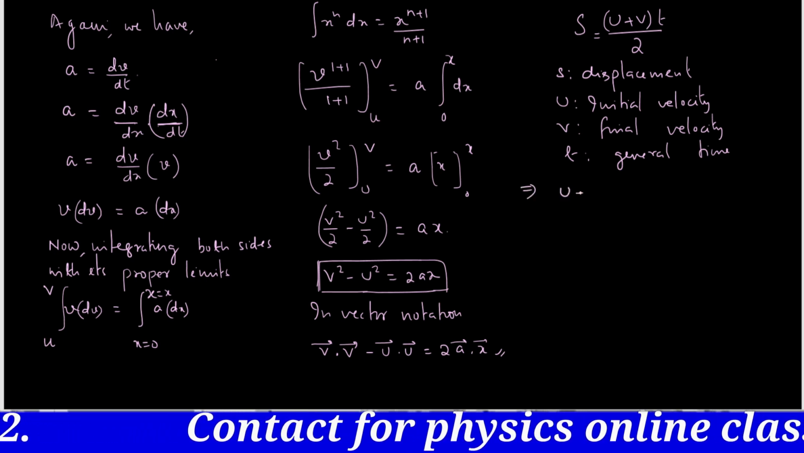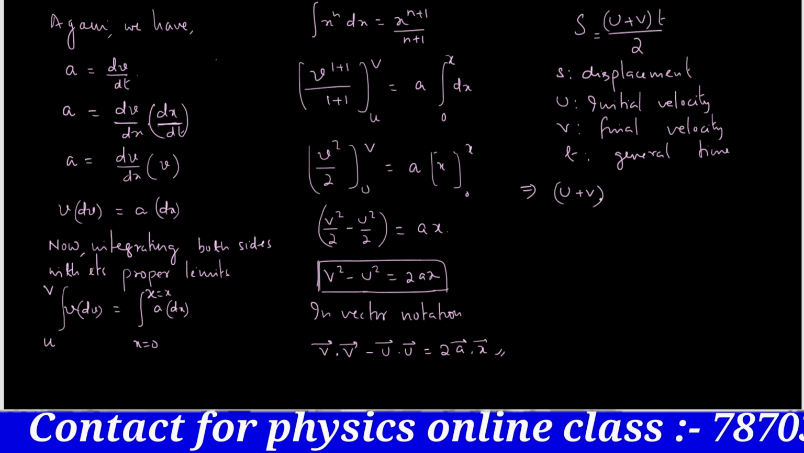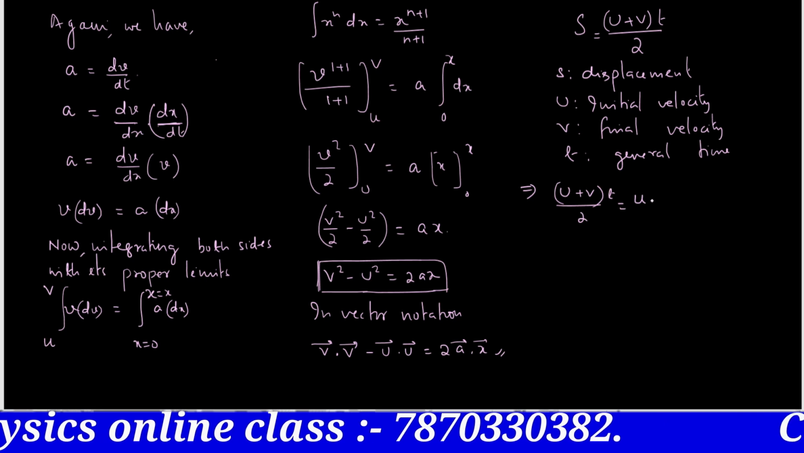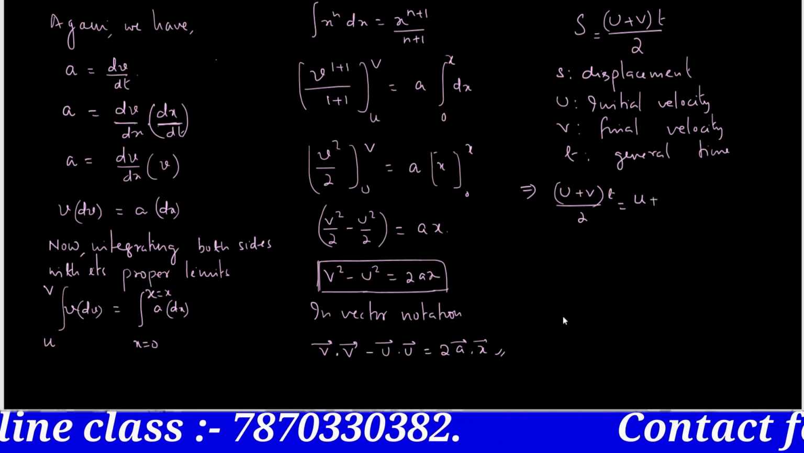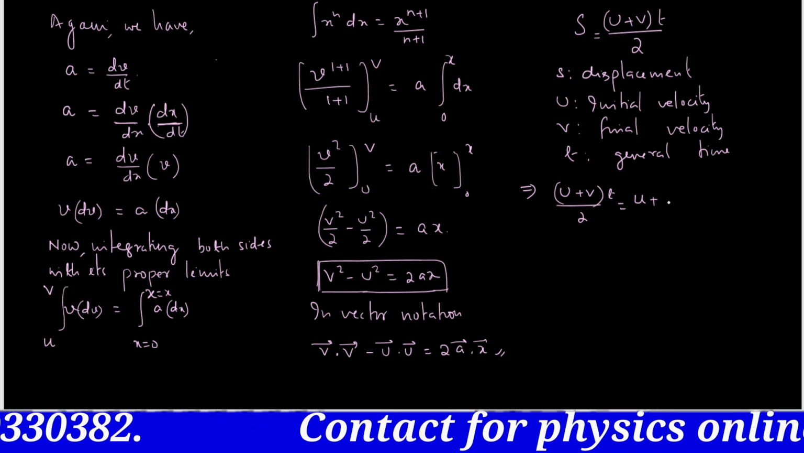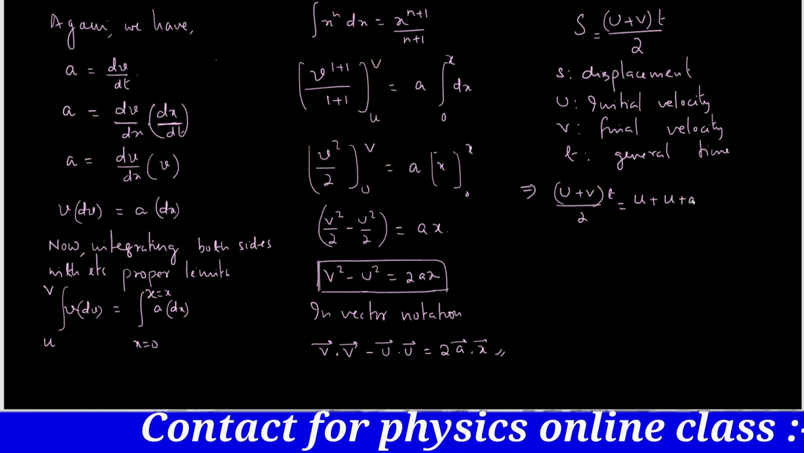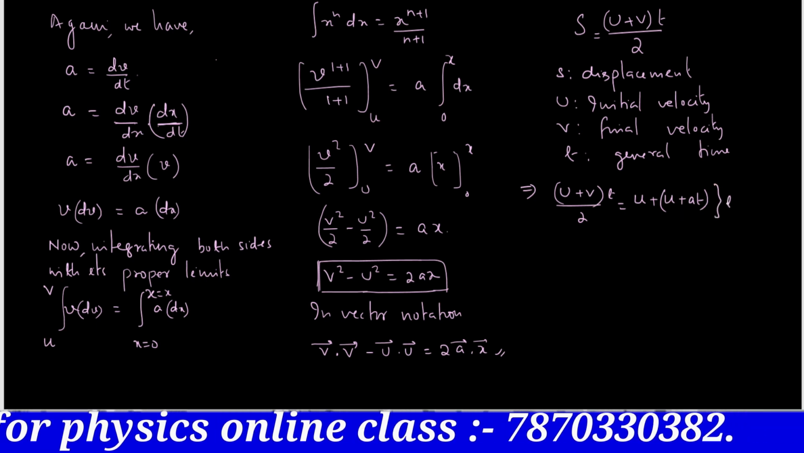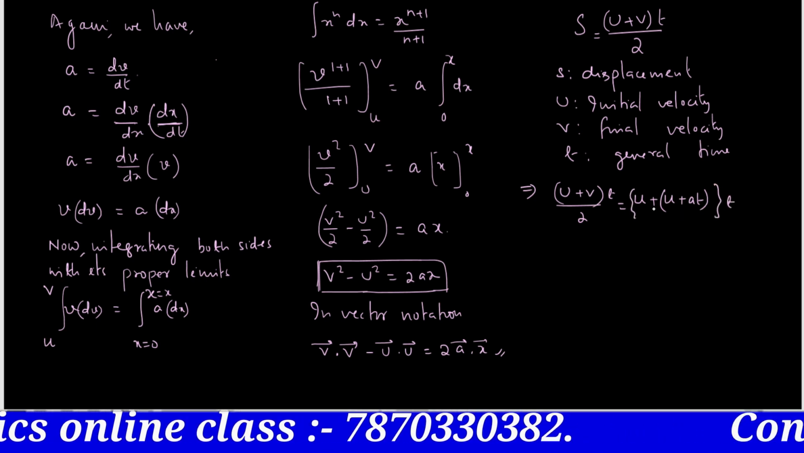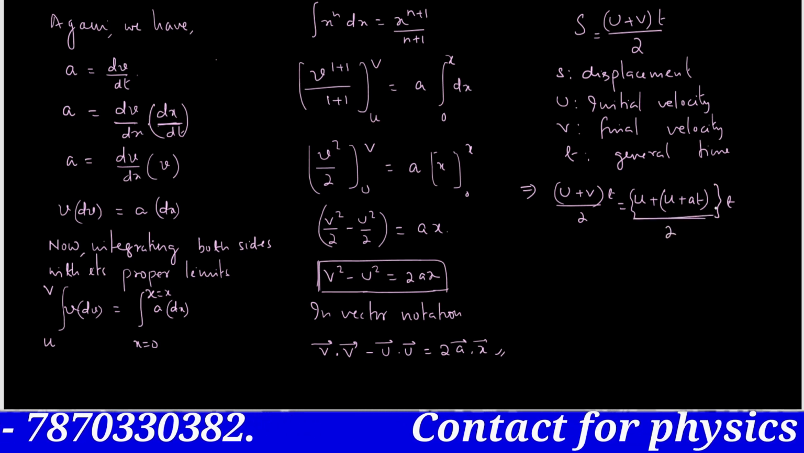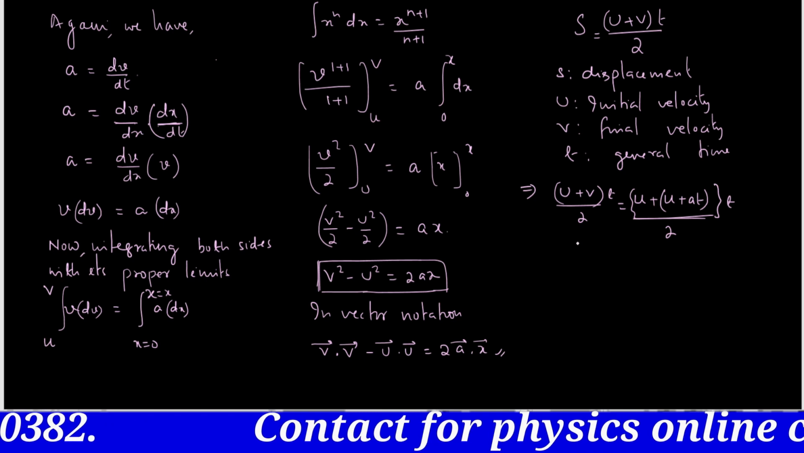We have (U plus V) into T by 2 equals to U, and you can write this as V equal to U plus AT, right? V equal to U plus AT. Any problem? And the whole multiplied by T by 2, right?